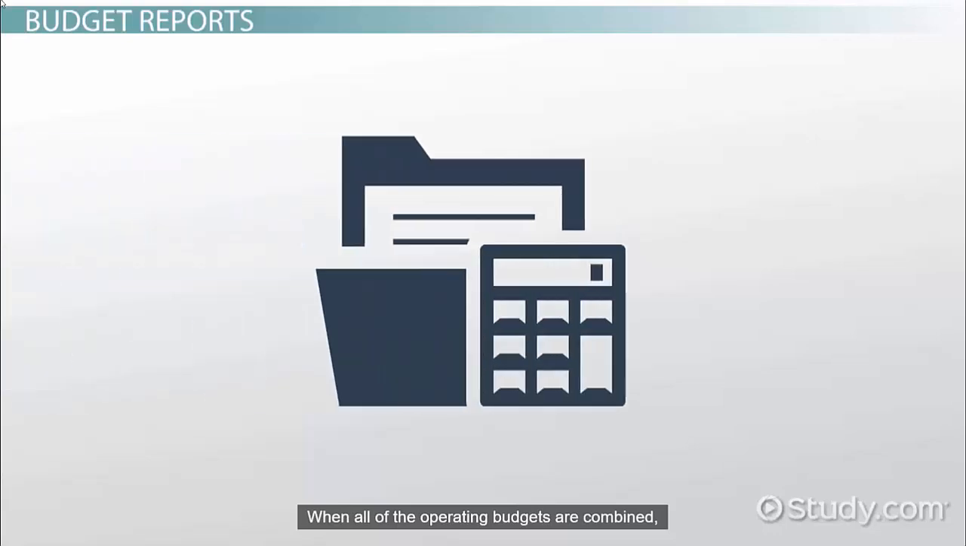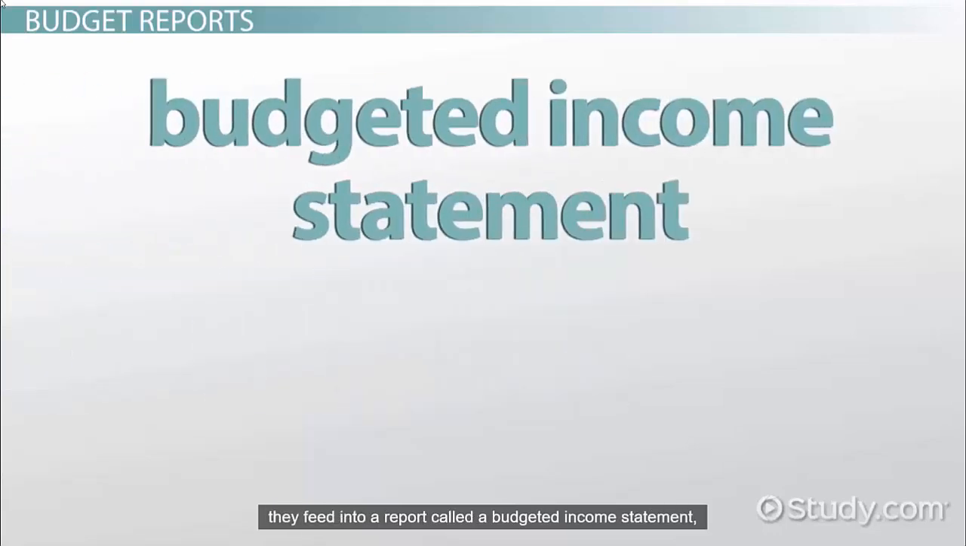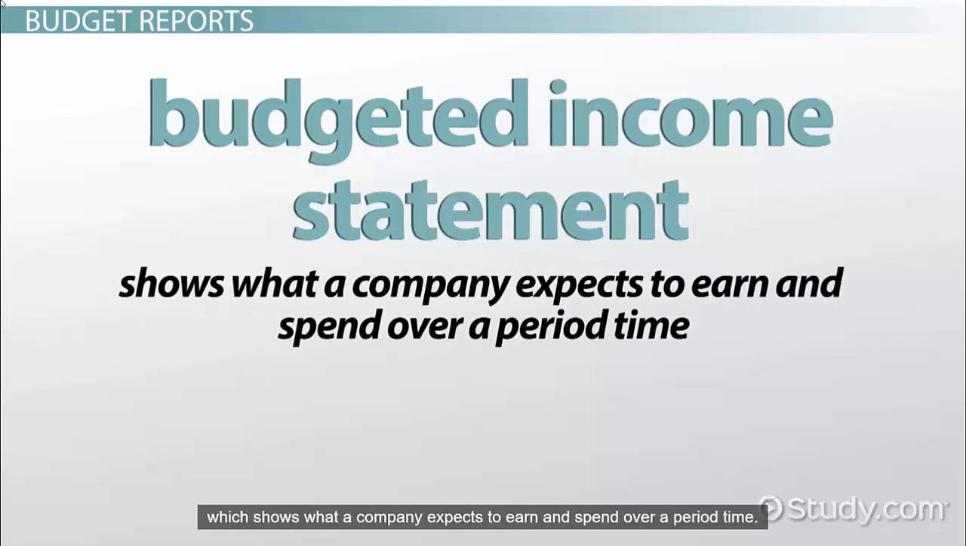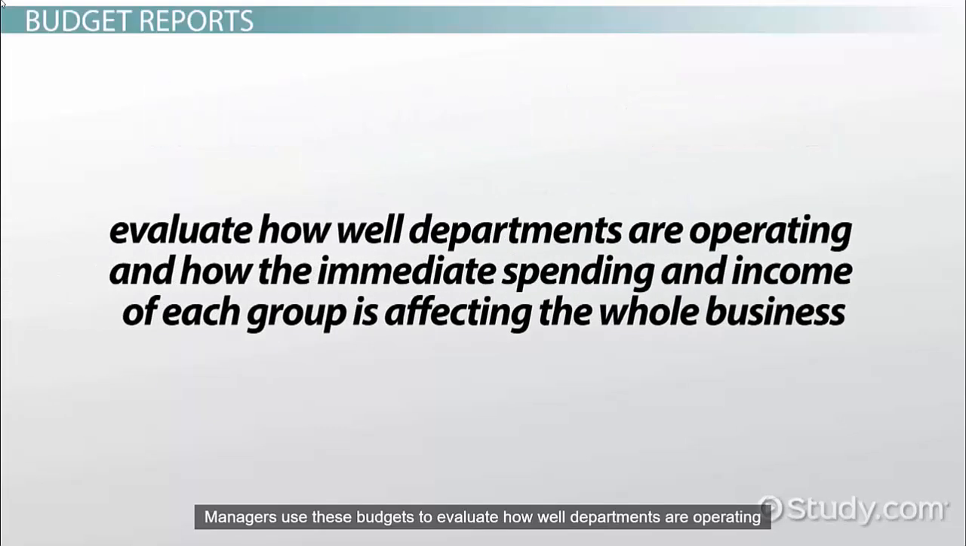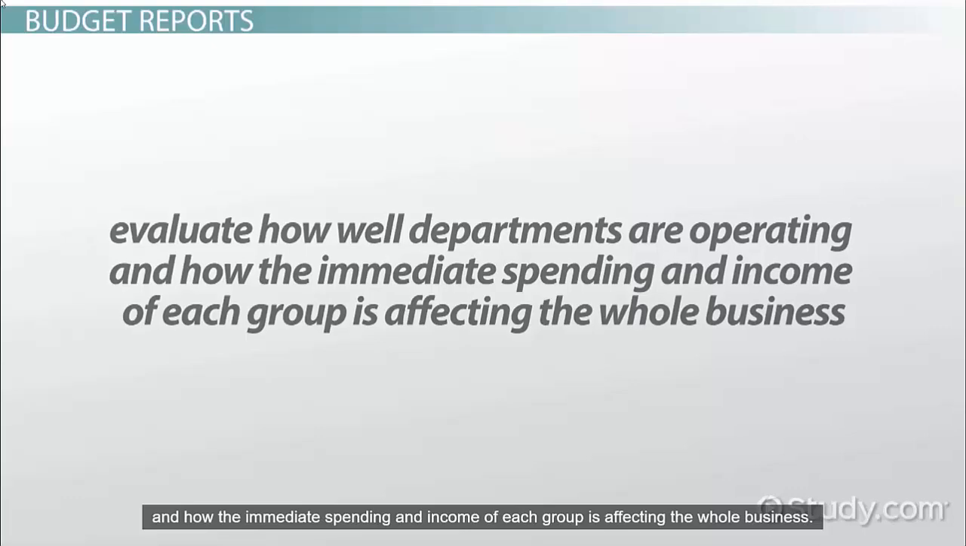When all of the operating budgets are combined, they feed into a report called a budgeted income statement, which shows what a company expects to earn and spend over a period of time. Managers use these budgets to evaluate how well departments are operating and how the immediate spending and income of each group is affecting the whole business.